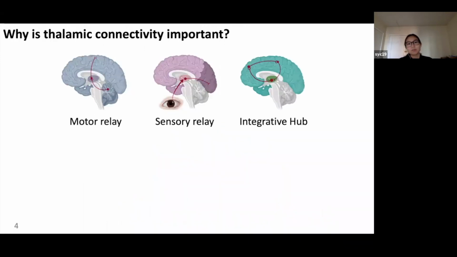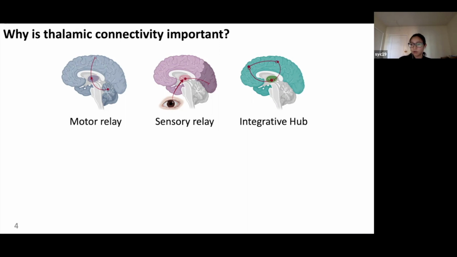So why is thalamic connectivity important? The thalamus has been shown to have extensive connections with both the cortex and cerebellum, and is a key area for information processing. It acts as a relay for motor and sensory information, so from the peripheral nervous system to the cortex, as well as an integrative hub for cortical information, thus integrating information across multiple functional networks.